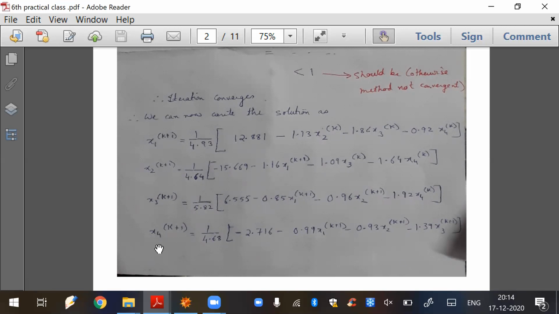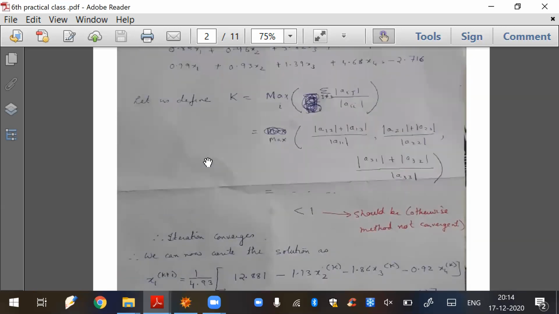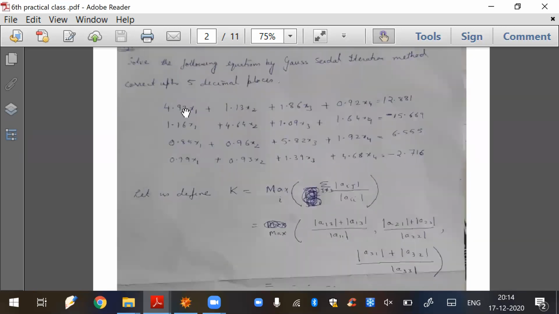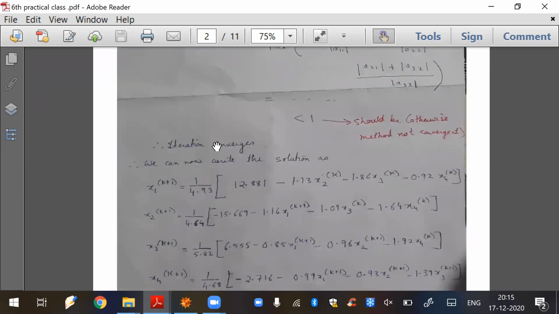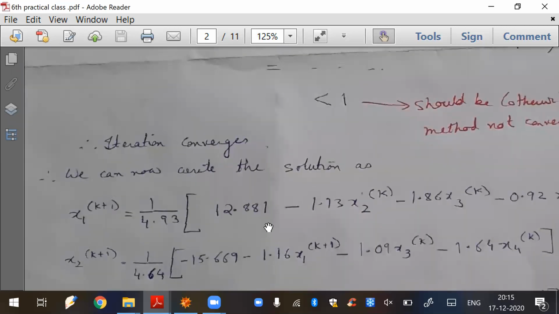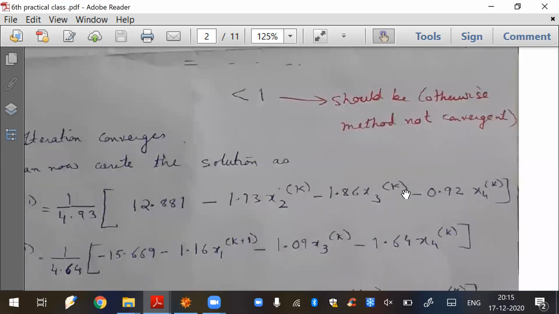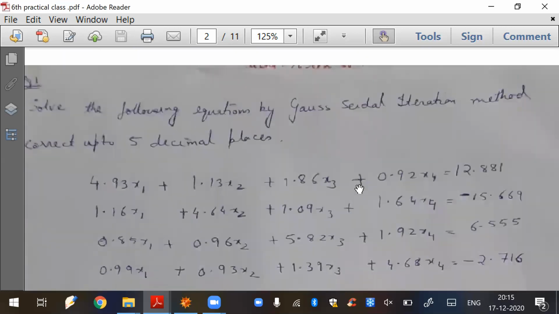Now how are we writing it out? Please see it carefully. Let me go back to the coefficient matrix again. So this is the coefficient matrix, and we follow this order. x1 will be the first one. What we do is take all the terms on the right hand side, so 12.881 minus all these terms, and then you divide that by the coefficient of x1. That will give you the first line as we have written it here: 12.881 minus 1.13x2 minus 1.886x3 minus 0.92x4. If you see it properly, this is nothing but the first line.